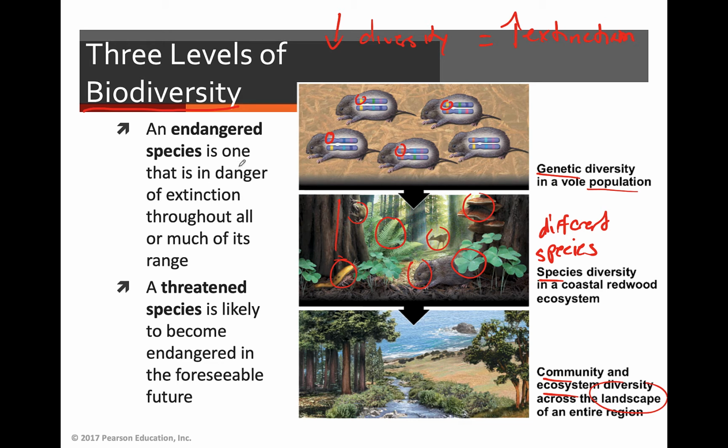So we have classifications for species that are either threatened or endangered. So the most severe classification is endangered. So endangered is a species that has been hunted or harvested, or its habitat has been hunted or harvested. And it is in danger of extinction throughout most of its range. So the range is going to be its habitat wherever it lives.